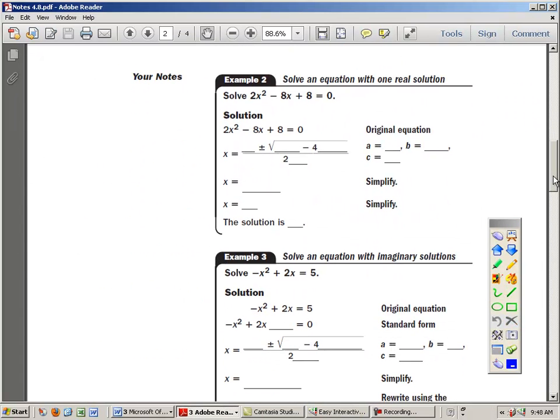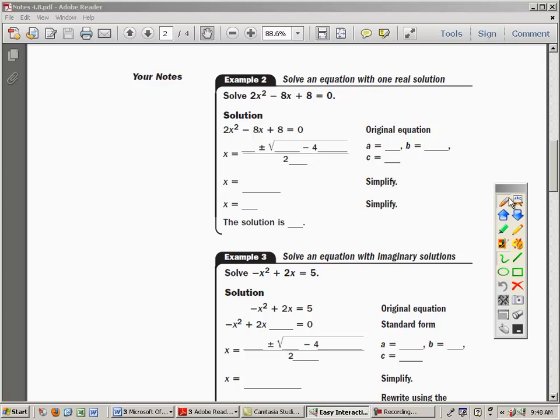Let's take a look at an equation that only has one real solution. All right, so this one is already in standard form because it's equal to 0. And so in this case, my a is equal to 2, my b is equal to negative 8, and my c is equal to positive 8.